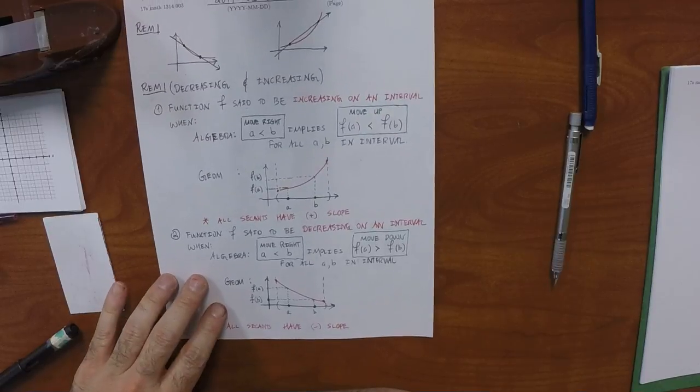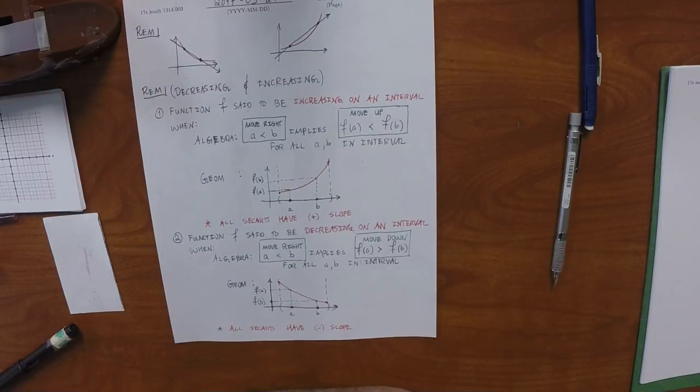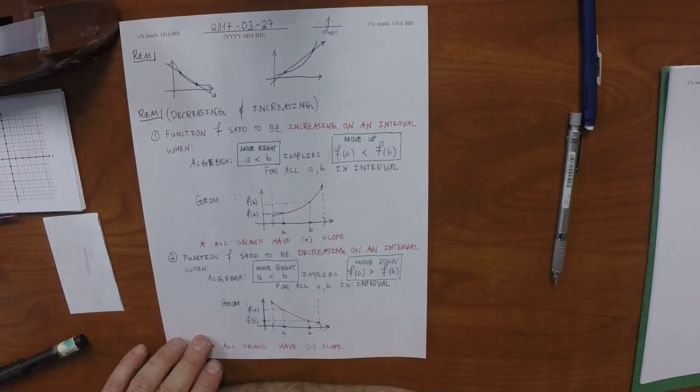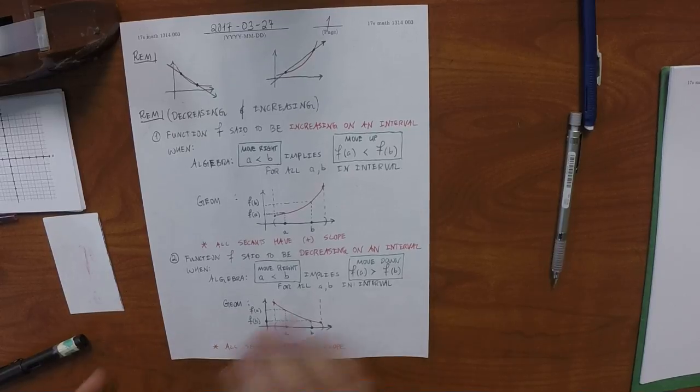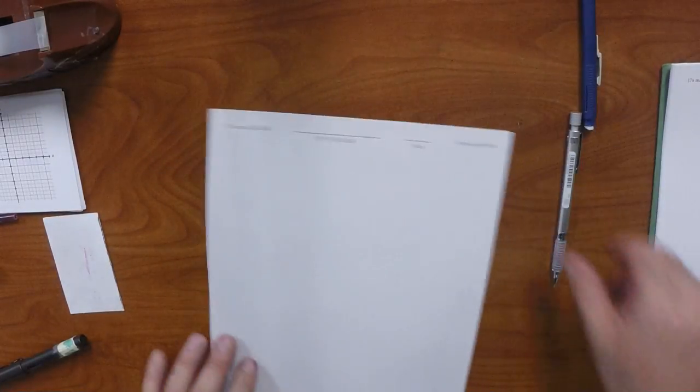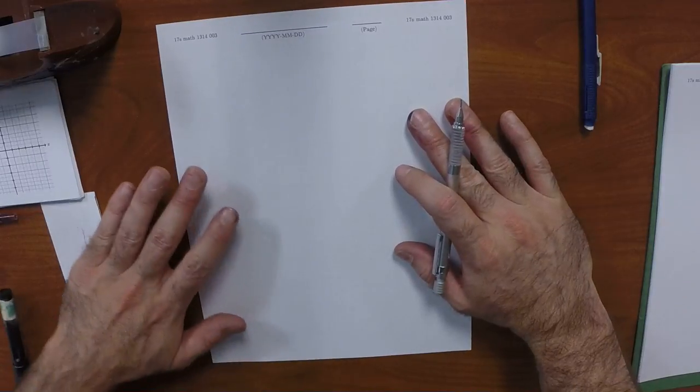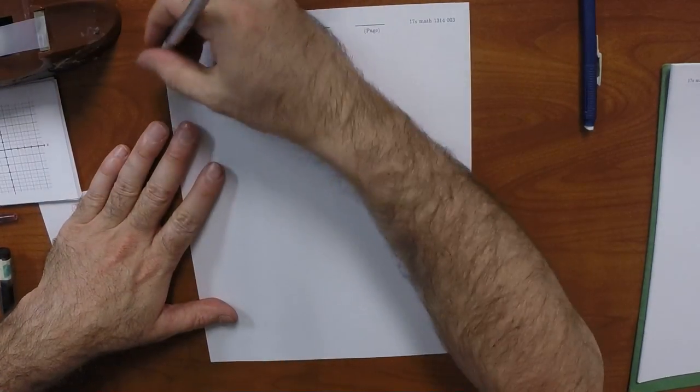Okay. So that's interesting. So what increasing and decreasing mean in the end? A function is increasing on an interval if every secant on that interval has a positive slope. And it's decreasing on that interval if every secant on that interval has a negative slope. Interesting. Okay. So now that's a little abstract, so let's make it more clear with a concrete example.